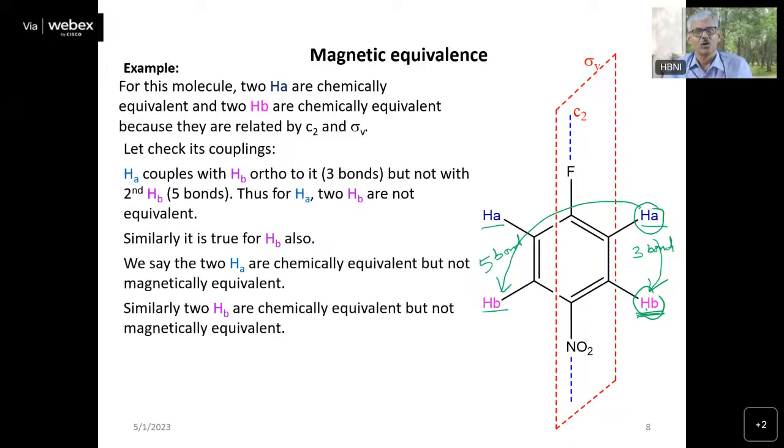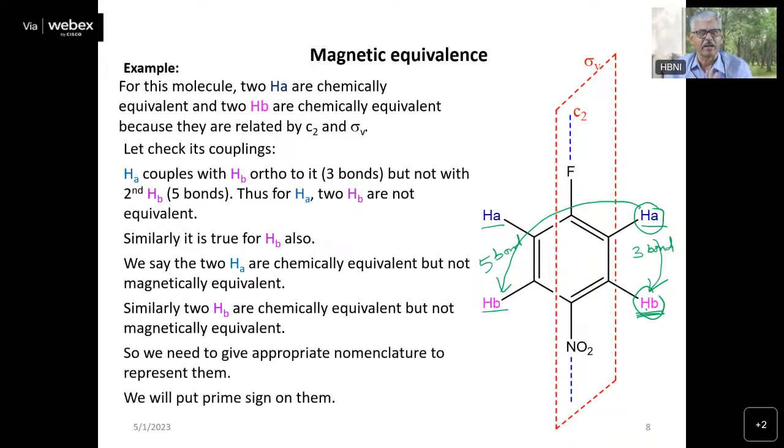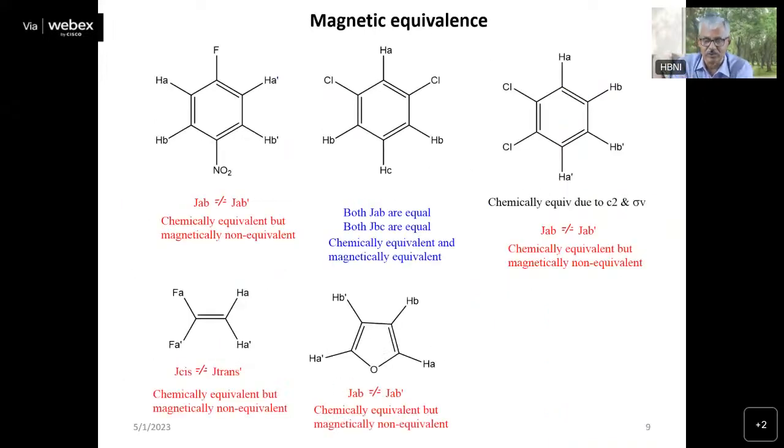Okay. So I hope this part is very clear to you, the difference between chemically equivalent and magnetically equivalent. So that's why you have to now distinguish between the chemically equivalent nuclei and magnetically equivalent nuclei. In this structure, you see that these two HA are chemically equivalent, these two HB are chemically equivalent, but these two HAs are not magnetically equivalent, because JAB is not equal to JAB prime for both the hydrogens. So they are chemically equivalent but magnetically non-equivalent.